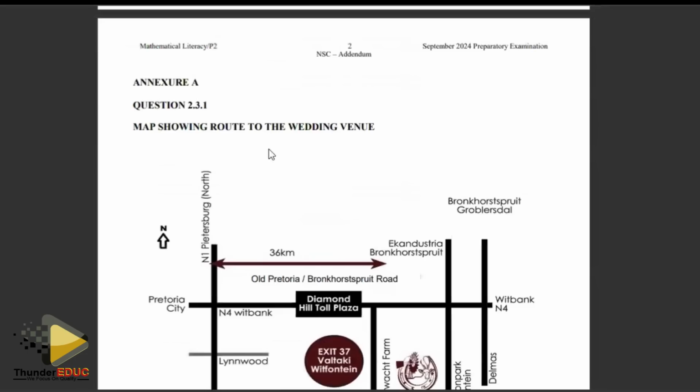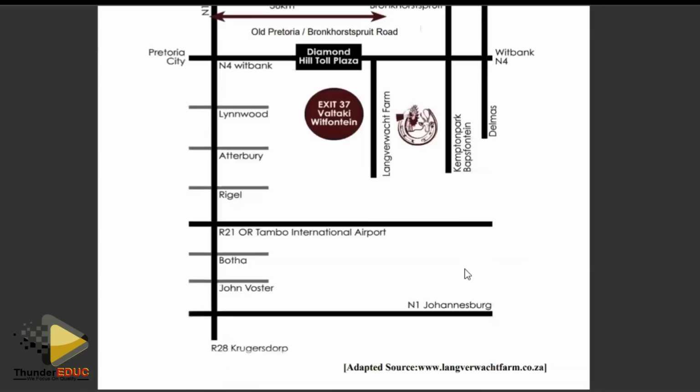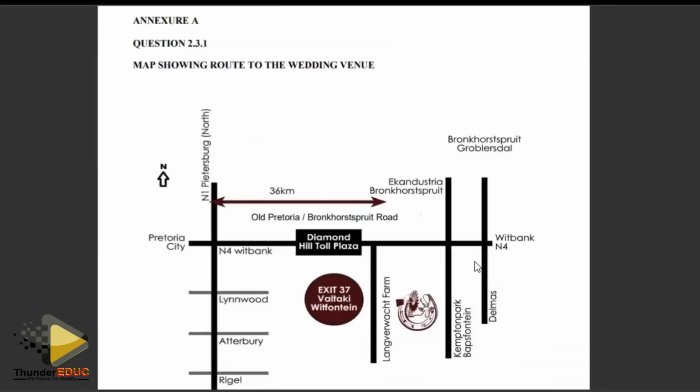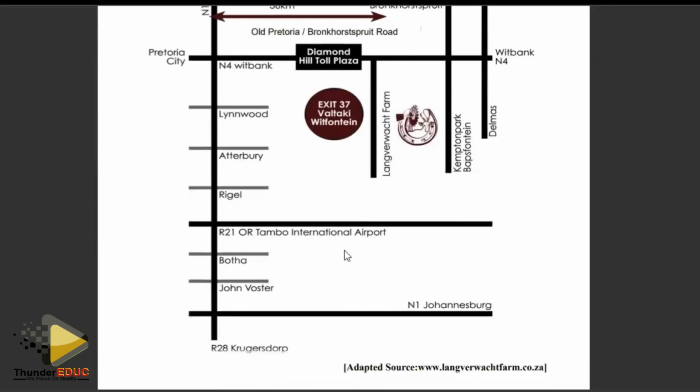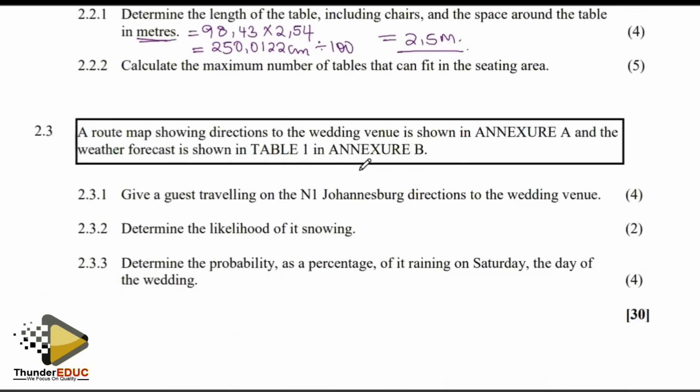Yeah, this is it, but we don't know the map showing the route to the wedding venue. When you look here, there's nothing to do with the wedding venue. So if a question comes like this and you can't understand it, please keep it aside. This is done. No direction to the wedding venue. Determine the likelihood of it snowing.